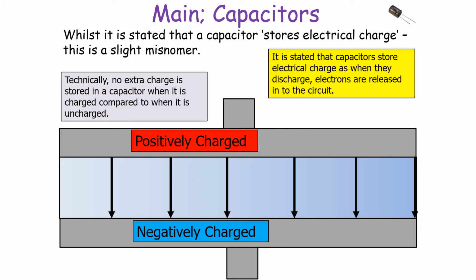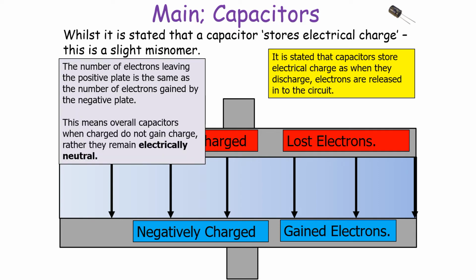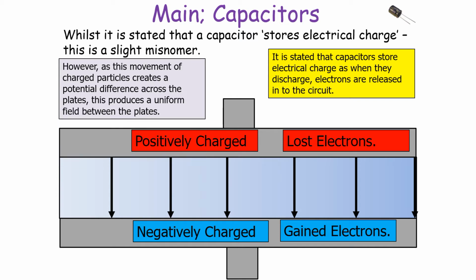Now, technically, no extra charge is stored on a capacitor when it is charged compared to when it's uncharged, because what has happened is on the negative plate it has gained electrons, and on the positive plate it has lost electrons, and it is the same amount that has been gained by the negative that has been lost by the positive. So it's important to note that overall the number of electrons on your capacitor has not changed. So the capacitor overall remains electrically neutral.